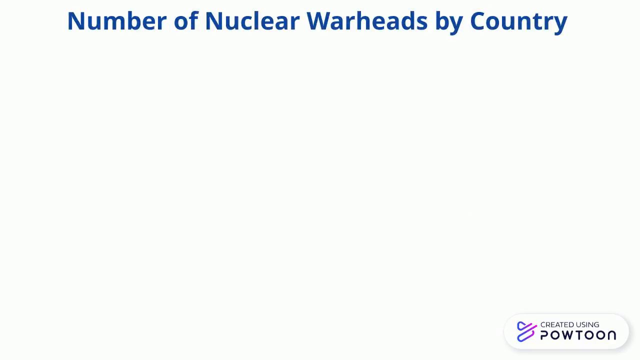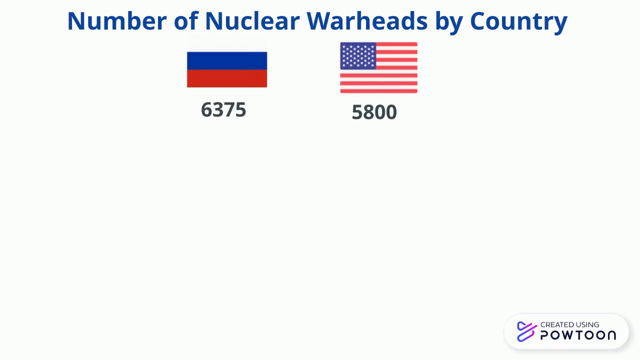In the case of nuclear warheads, here are the numbers of nuclear warheads owned by countries around the world. Currently, Russia maintains a nuclear stockpile of about 6,375 warheads, while the United States owns around 5,800. These both countries are known as nuclear superpowers.